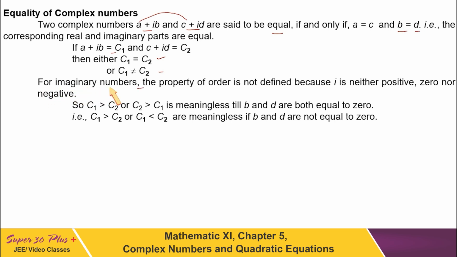For imaginary numbers, the property of order is not defined because iota is neither positive, nor 0, nor negative. So z1 > z2 or z2 > z1 is meaningful only when b and d are both equal to 0. Means if b and d are 0, then a and c are comparable, and if b and d are not equal to 0, then z1 > z2 or z1 < z2 are meaningless. Means complex numbers are never comparable.